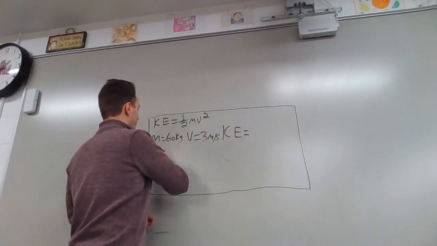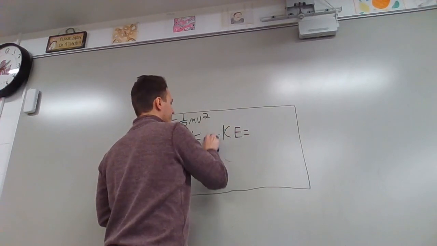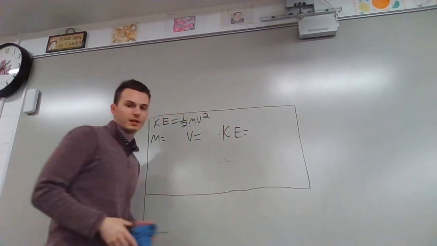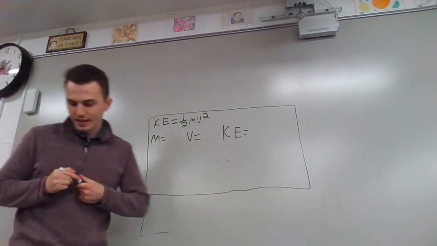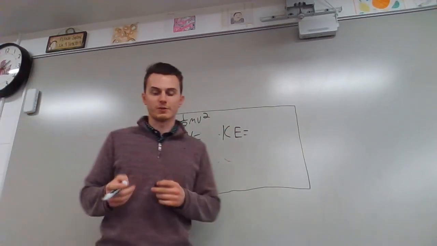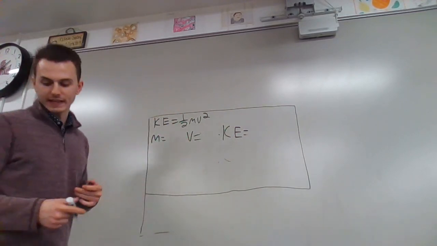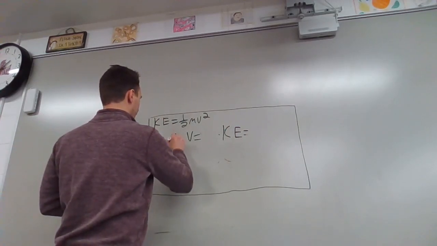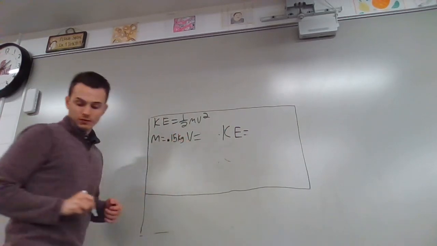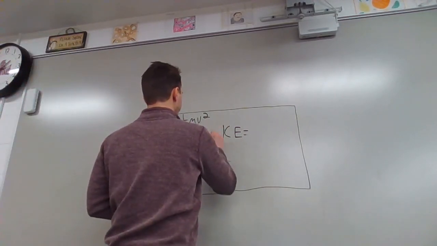So I'll erase this part. We'll keep my m equals, v equals, KE equals, just like on yours. And so we kind of just reset here. Once again, we have the same information. We have m and we have v, and we're solving for kinetic energy. So mass is 0.15 kilograms. Velocity, 40 meters per second.